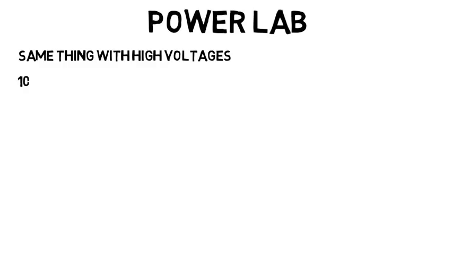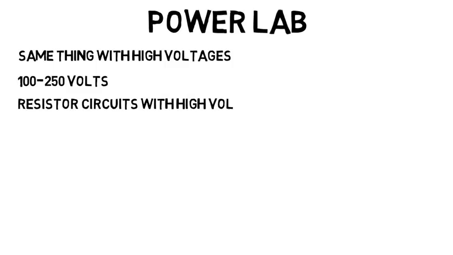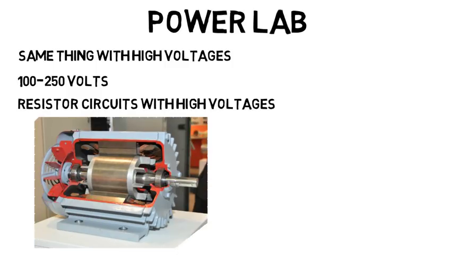In my power lab, we did nearly the same thing but with high voltage circuits. These circuits were usually around 100 to 250 volts, which was high enough that the professor was required to check the circuit before we could turn on the voltage. The equipment looked different, but really it was just about making mostly resistor circuits with high voltages, and you took measurements of voltage and power at different parts.